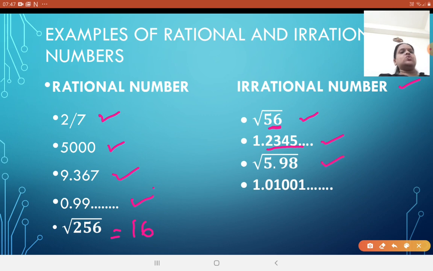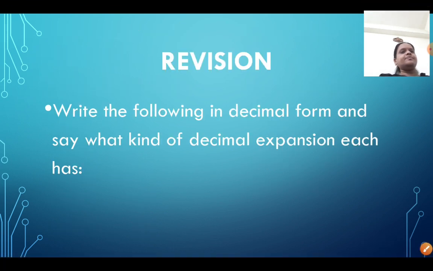Similarly, the next, square root of 5.98. Is 5.98 a perfect square number? No. Therefore, this number is an irrational number. Similarly, this example we have already seen, that is 1.01001 and dot dot dot. This number is also an irrational number. Okay. Now, let us continue with the next part.